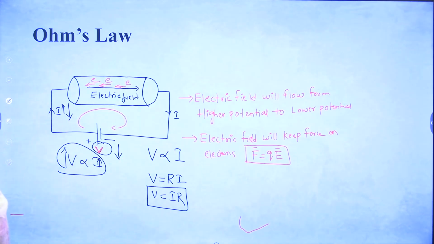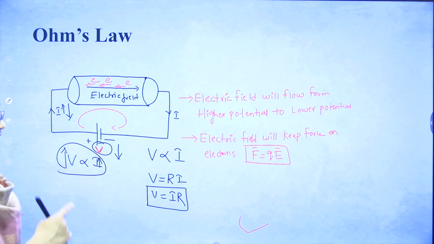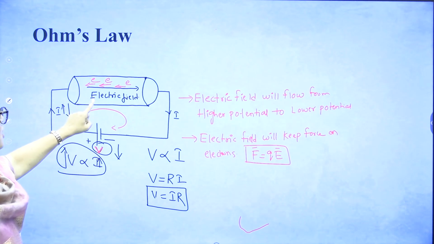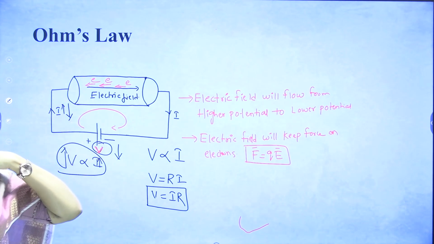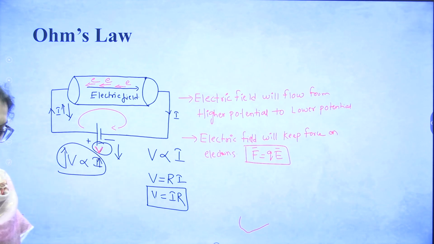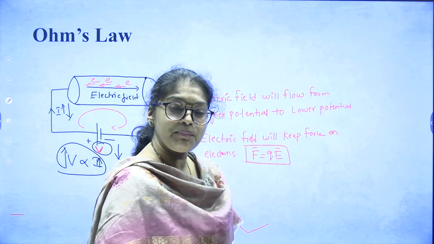I'll show an example also. You'll get a very clear-cut idea of that. But the fourth point is: electric field will always keep a force on the electrons. Then the electrons move. Without applying any force, how can I move from here to here? How can I move without applying any force?